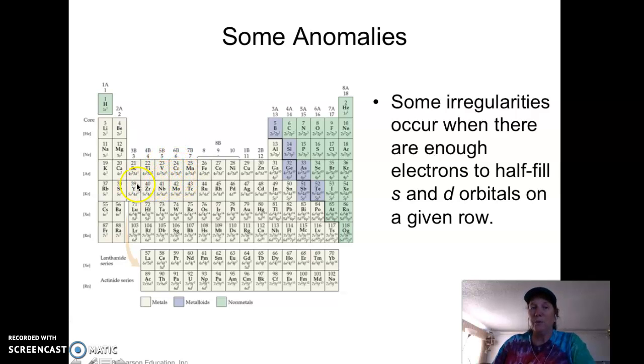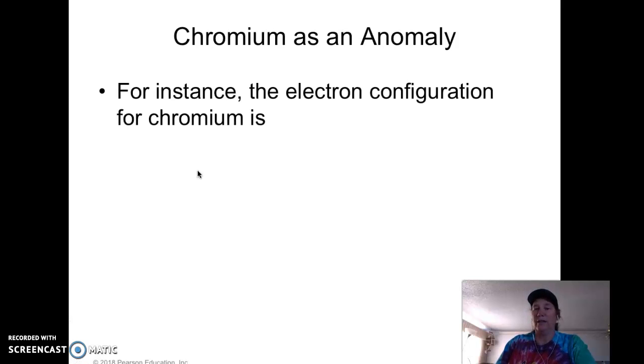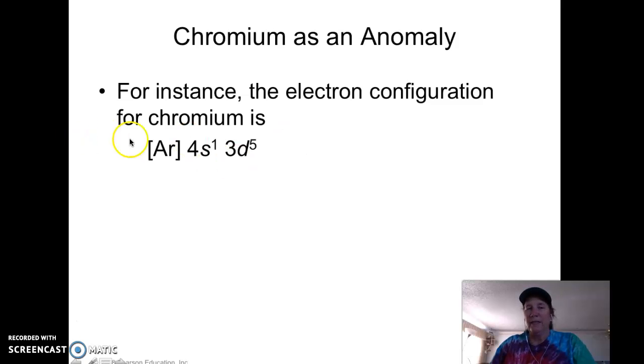Okay. So instead, to fill the D's faster, it'll steal some S, so you'll have like 4S1 and then, you know, 3D, whatever. So they'll steal some, but I don't care if you know that. I don't expect you to go back and memorize all the elements that do things in the wrong order.